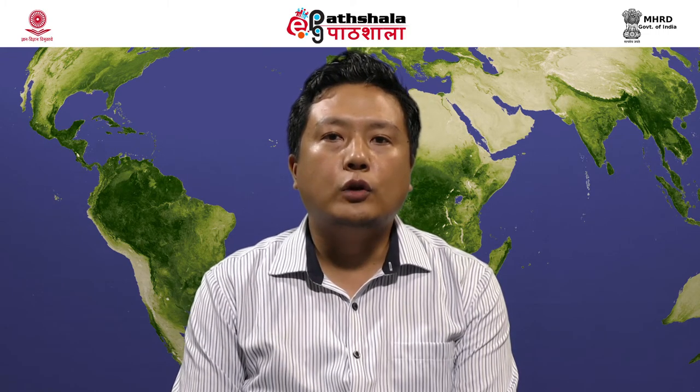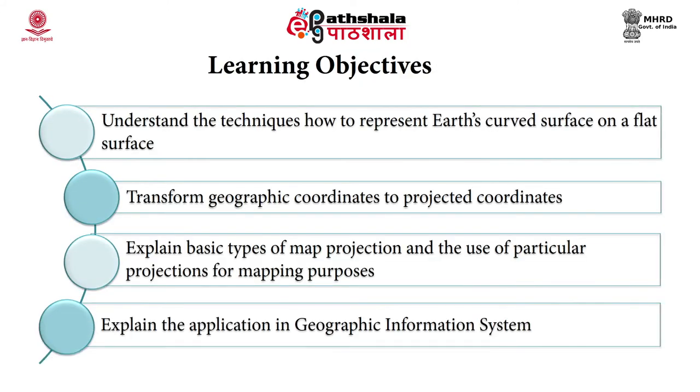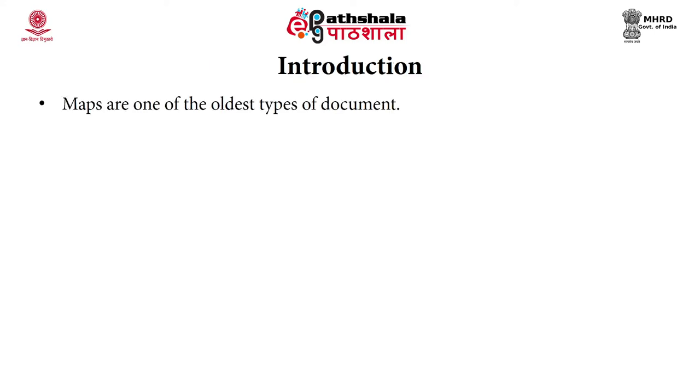So today in this module, we will talk about four basic objectives. The first objective is the reproduction of Earth's curved surface into a plane surface. Second, we will talk about how to transform the geographic coordinates into projected coordinates. Third, we will try to discuss various map projections and their properties. And in the fourth, we will talk about the application of map projection in geographic information system, that is, the GIS.